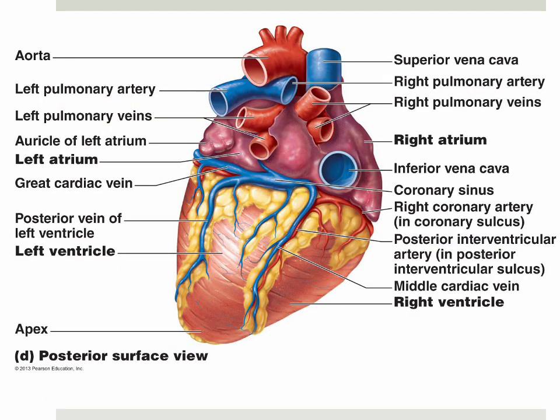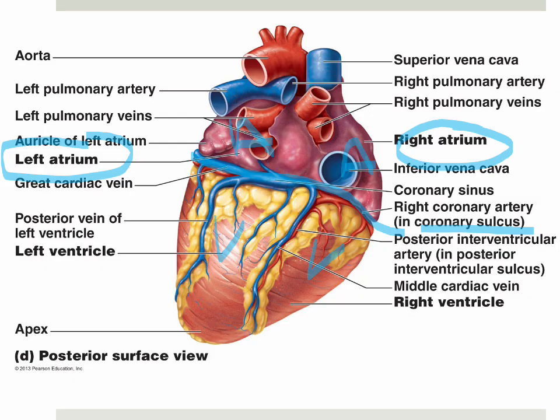So now this is a posterior view, meaning from behind. Look at the heart, and we are going to see some structures that we already talked about. So we have a sulcus here. There's the coronary sulcus dividing atria from ventricles, right? This side is the right one because we're seeing it from behind. This one is the left one.